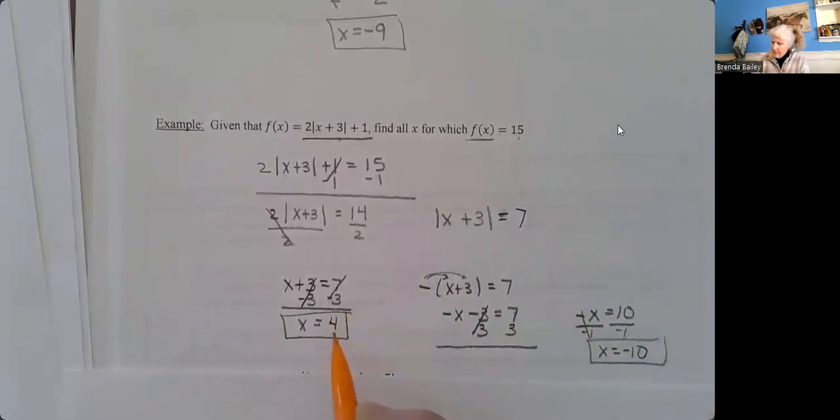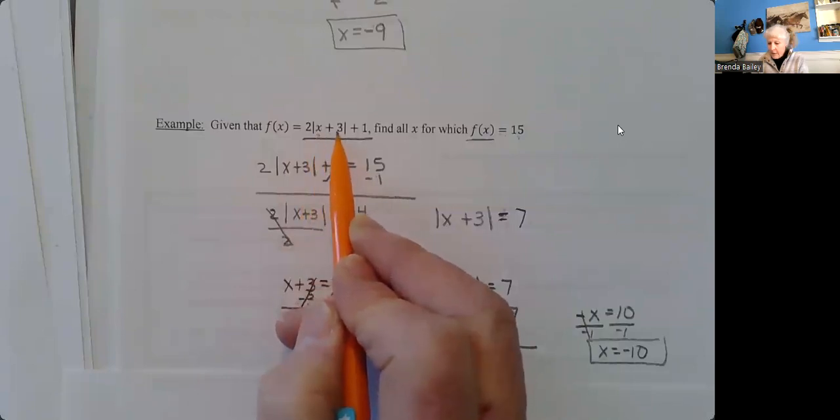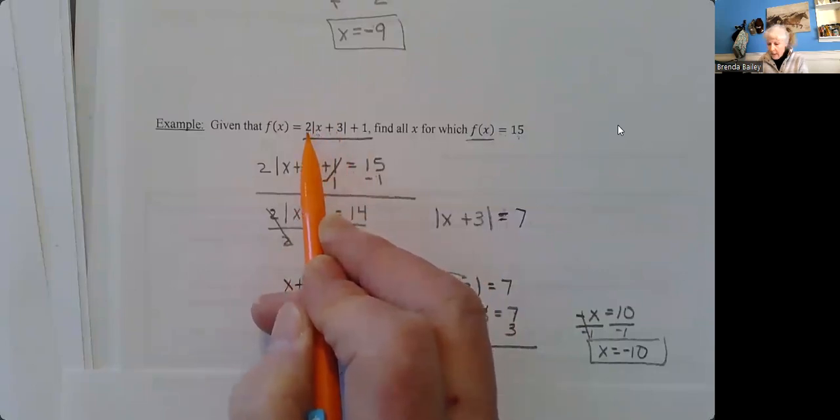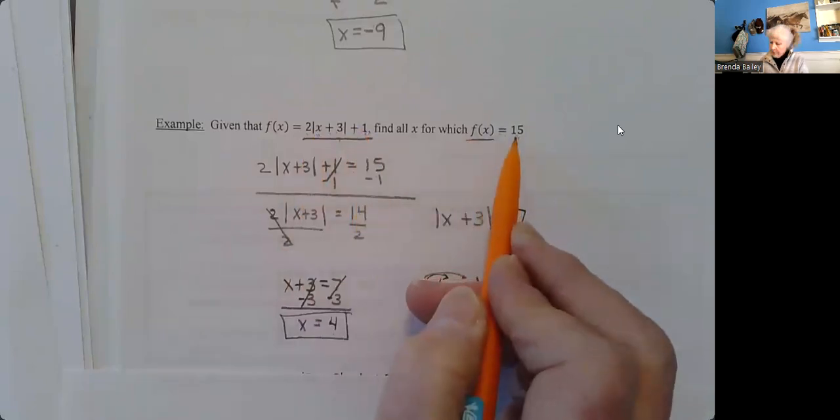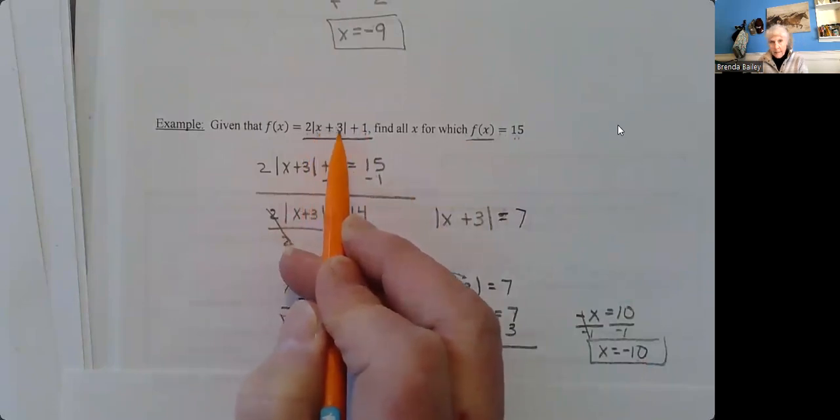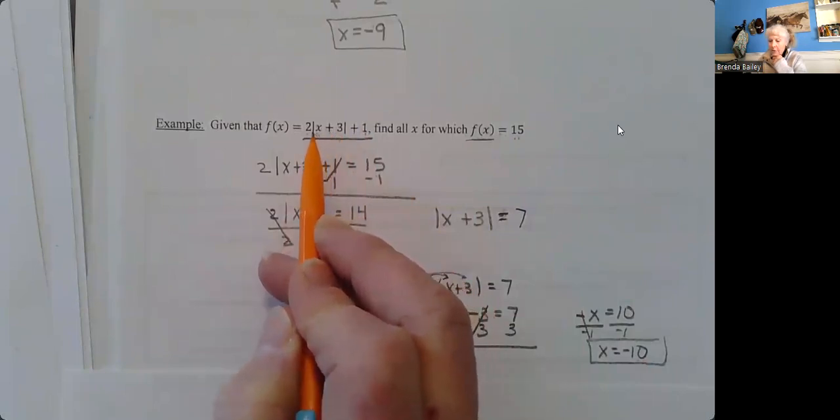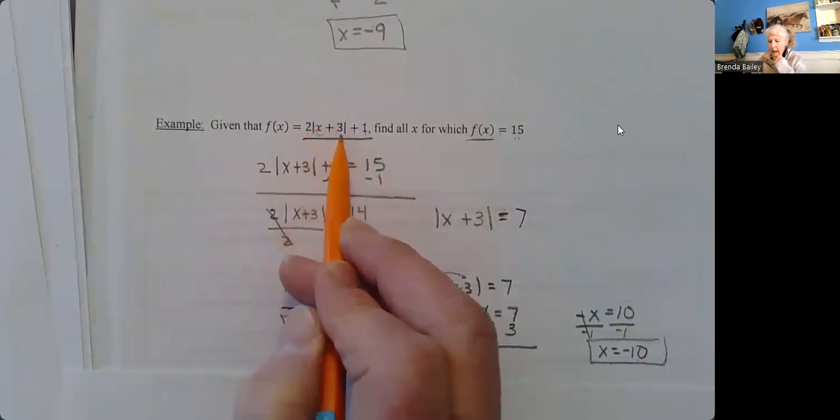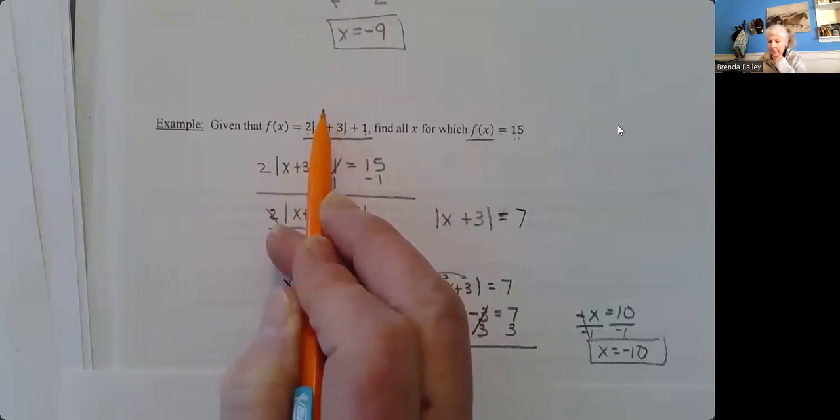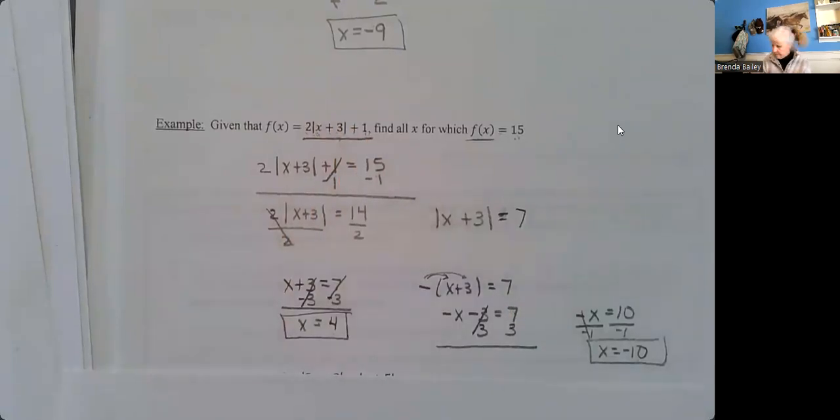And then you would put each of those back in. 4 plus 3 is 7. The absolute value is 7, times 2, then you get 14, plus 1 is 15. And then you can put in a negative 10. A negative 10 plus 3 gives you a negative 7, but you take the absolute value. Once you've done what's inside, you take the absolute value. So a negative 7 gives us a positive 7, times 2 is 14, plus 1 is 15. So they both work. Perfect.